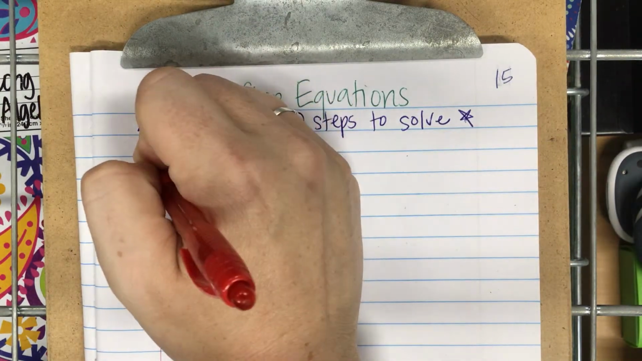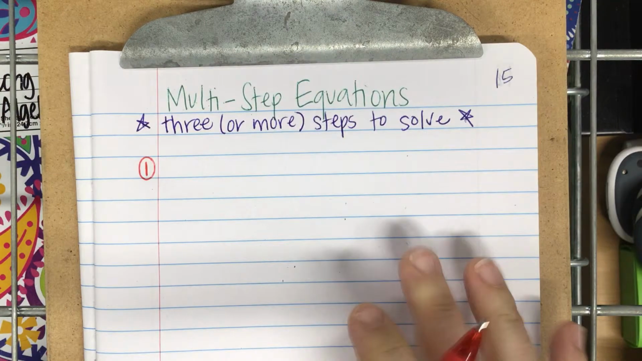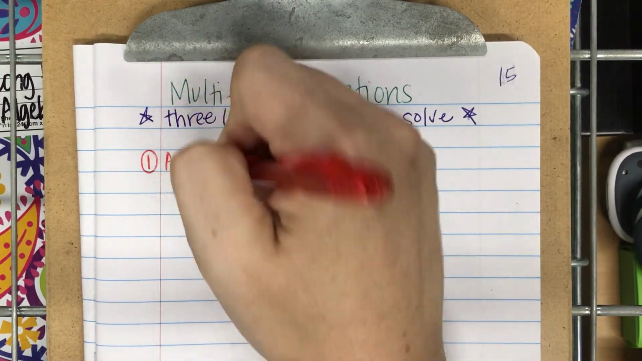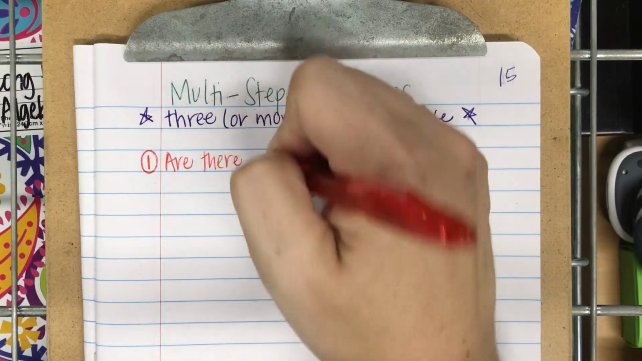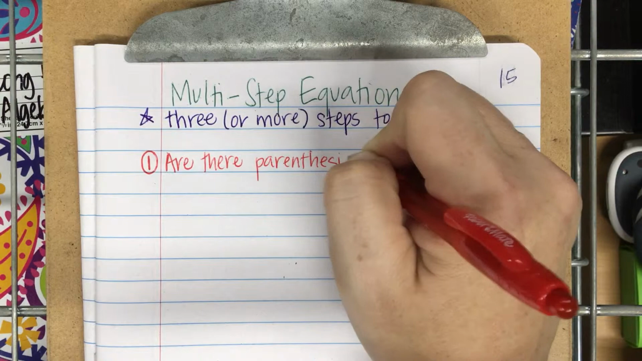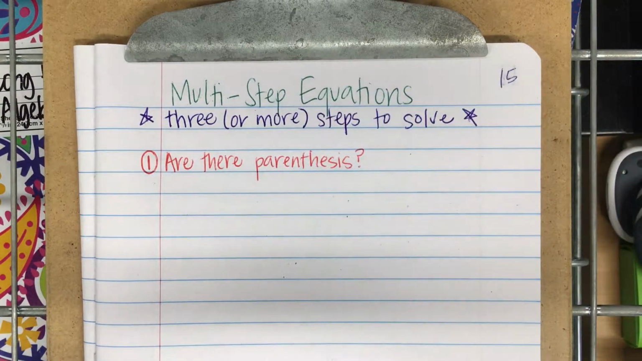So the first thing we want to do for a multi-step equation is we need to ask ourselves, are there parentheses? Because if there are parentheses, order of operations, please excuse my dear Aunt Sally, PEMDAS, says you should always do the parentheses first. Do you agree? Yeah.